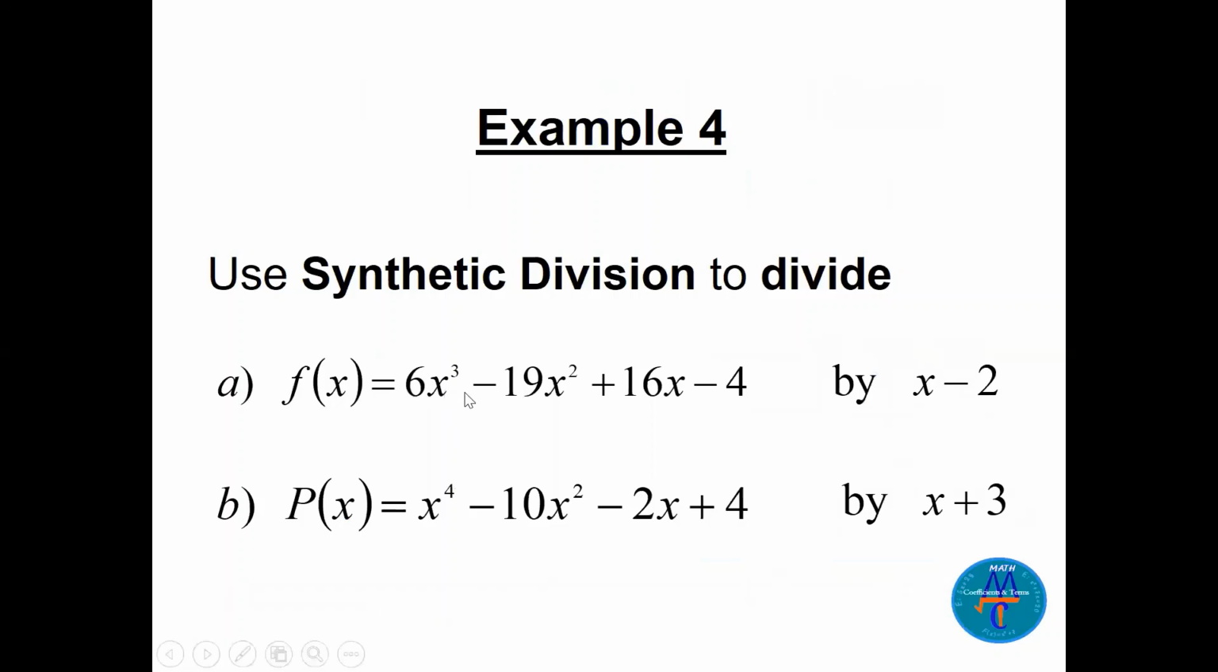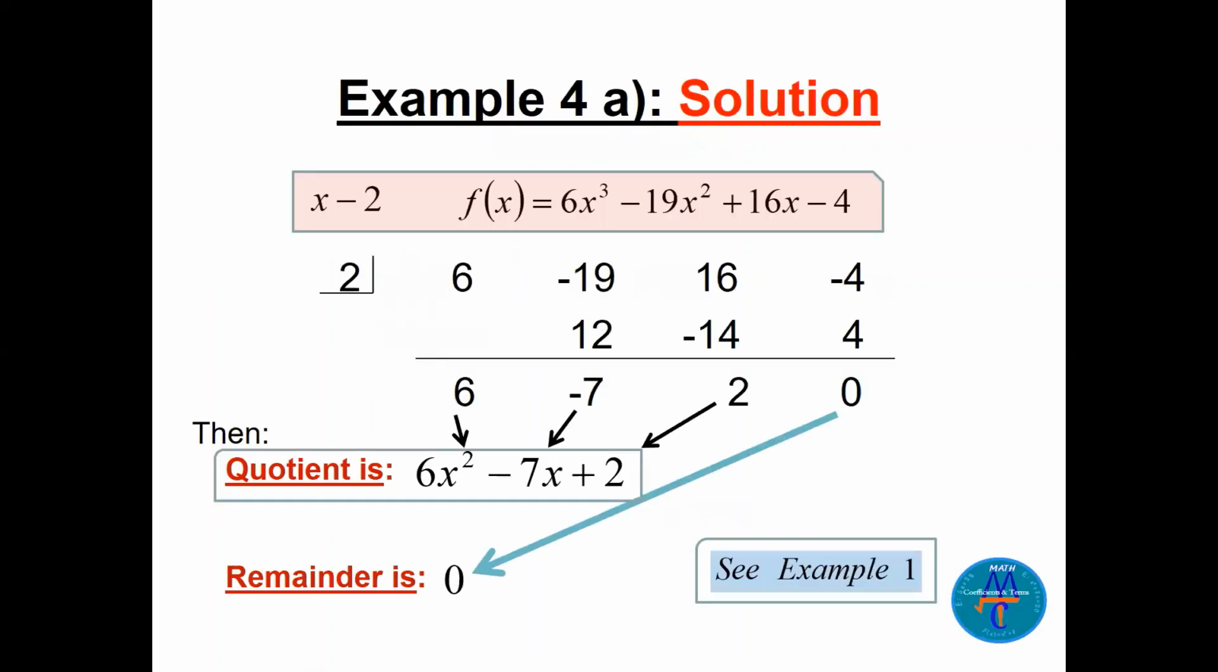This is a function here. You can pause the video if you like and try it. Use synthetic division to divide this by this. So I take the coefficients, 6, minus 19, 16, minus 4. Here on the chair, I put 2. Remember down here in the second example, I put minus 3 on the chair. Remember that we call it chair. Now on the chair here, I put 2.